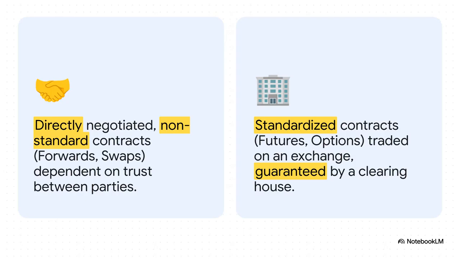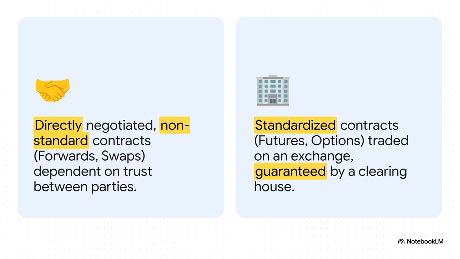So there are really two main arenas for derivative trading. First, you have the over-the-counter or OTC market. This is where those custom-built forwards and swaps live. It's not one single place, it's more like a network of dealers. Then you have the exchange-traded markets, like the NSE or BSE. This is where standardized futures and options are traded.